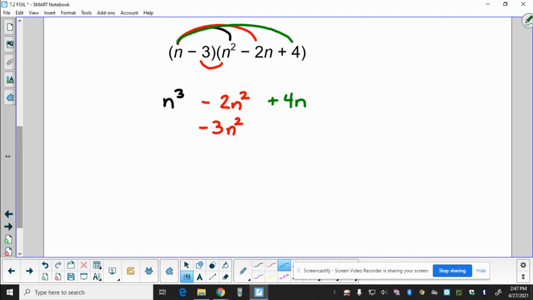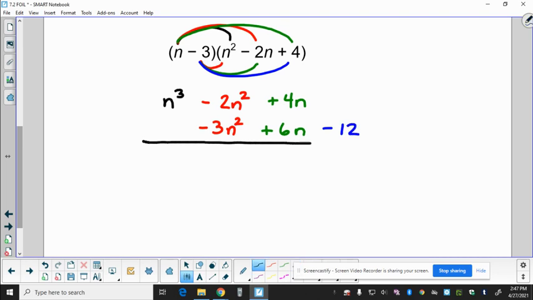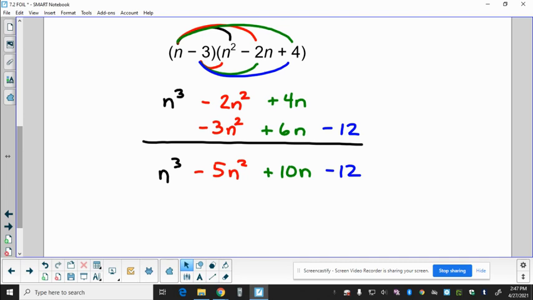Keep plugging along here. Watch your sign here. Okay, we're all done with our distributive properties. Let's add together our like terms. Do not change your exponents. And there we go. That should do it for today's lesson.